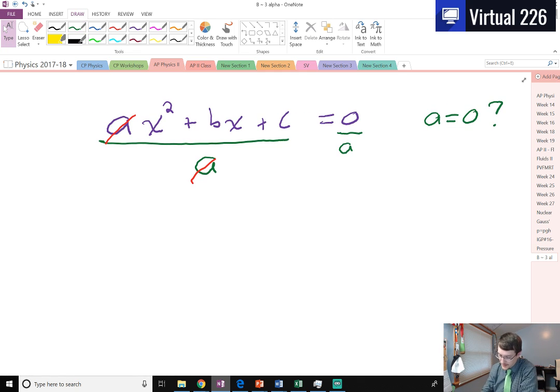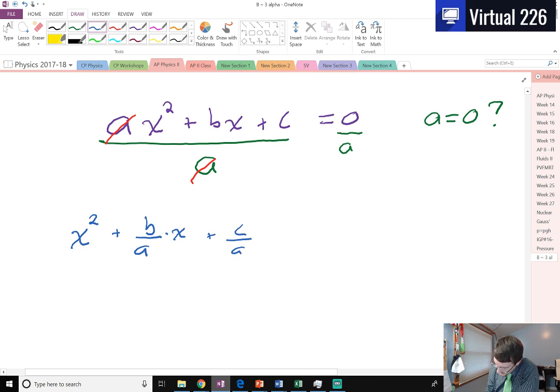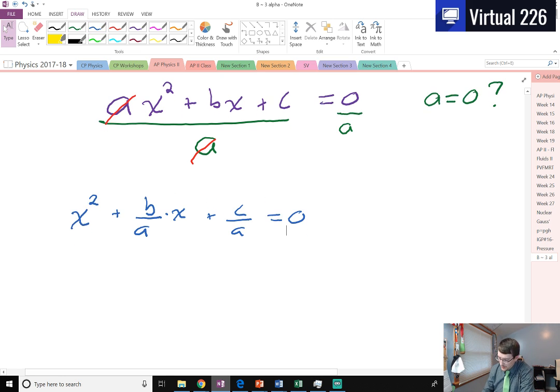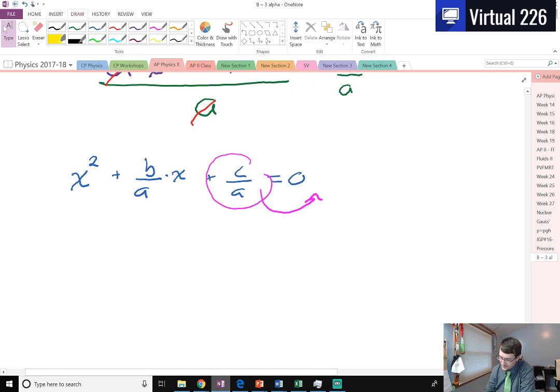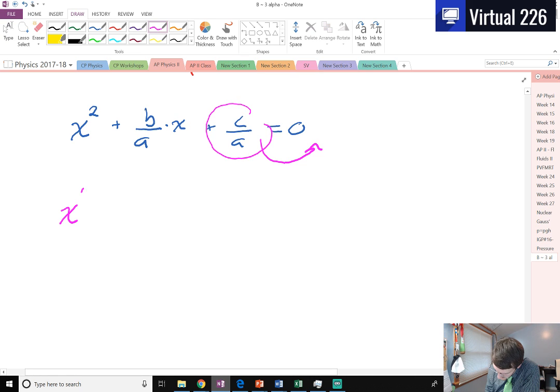So if I divide by a here, I get this. I get x squared plus b over a x plus c over a equals 0. Okay, cool. Now we are going to subtract this c over a onto the other side. So we now have the equation x squared plus b over a x equals negative, because we subtracted it, c over a. So we've just done a little bit of algebra fun side, okay?